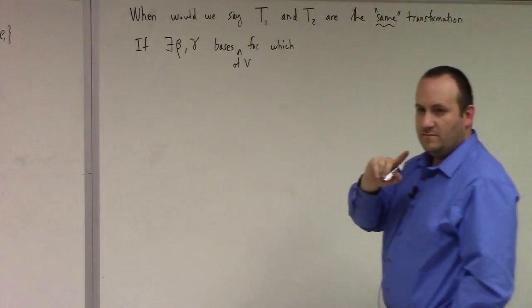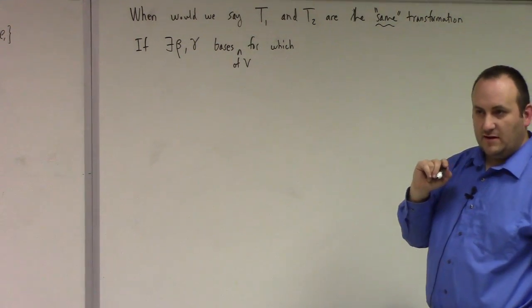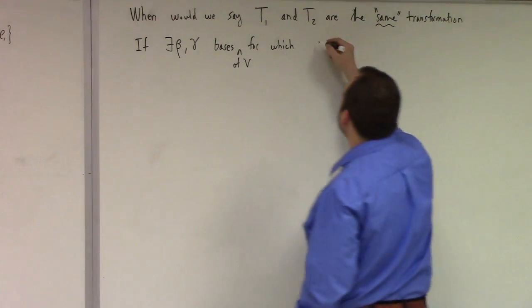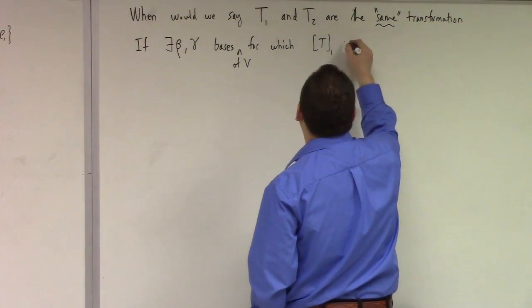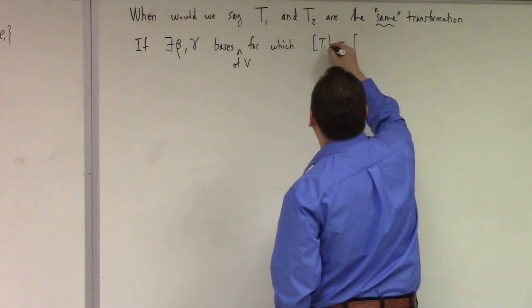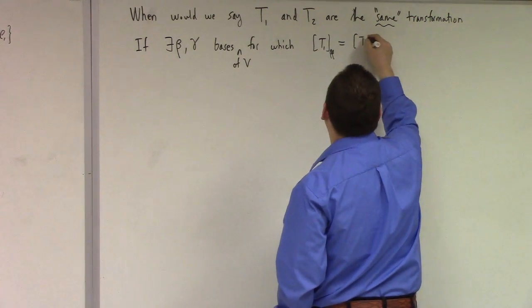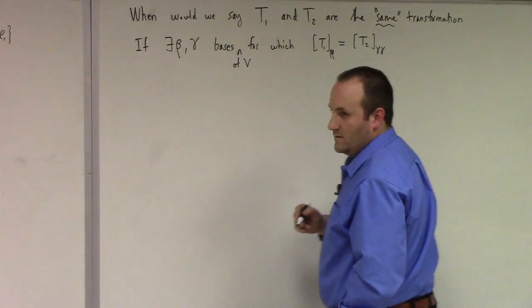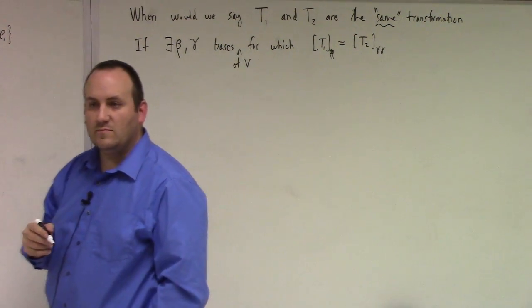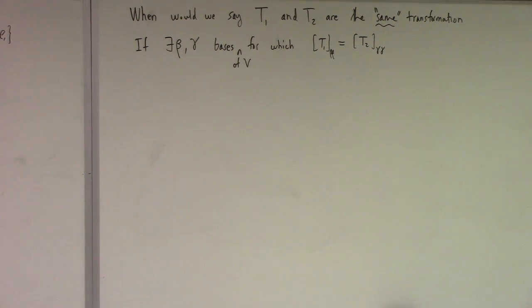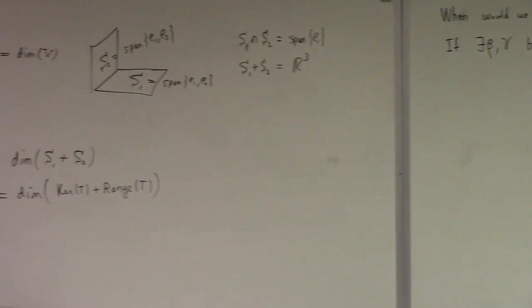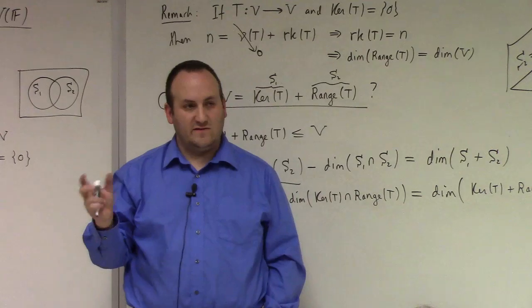And what if there existed bases, with respect to these particular bases, the matrix of T1 with respect to the beta basis was equal to the matrix of T2 with respect to the gamma basis. Wouldn't they essentially be the same transformation, just written with different coordinates? That means that in the beta coordinate system, T1 acts the same way as T2 acts in the gamma coordinate system. So I would argue that T1 and T2 are essentially the same transformation, just in disguise.